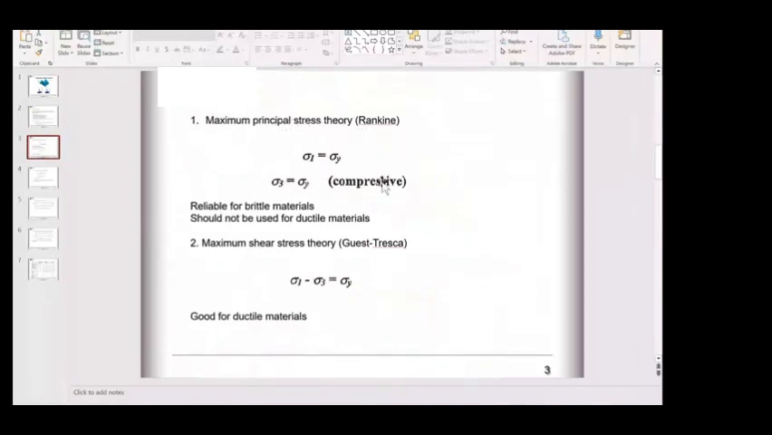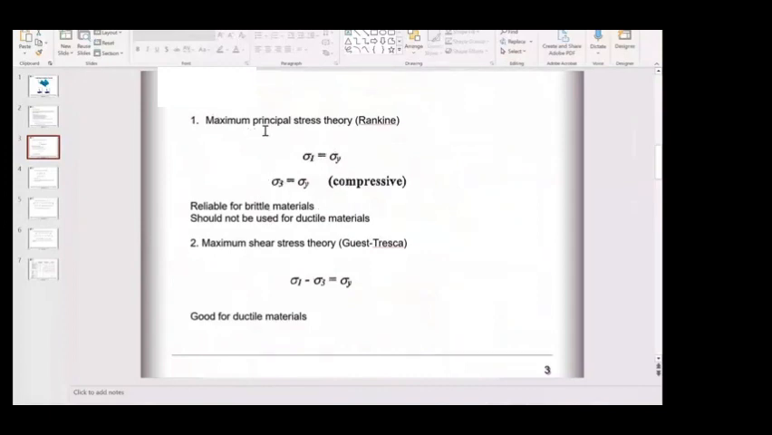That's what we've been using up until now. That's been shown to be pretty reliable for brittle materials. However, it should not be used for ductile materials. So actually, when we've been doing our analysis, we've been using that primarily for steels and aluminiums, quite ductile materials. That really isn't the best failure theory to be using. But that's what we've been using up until now.